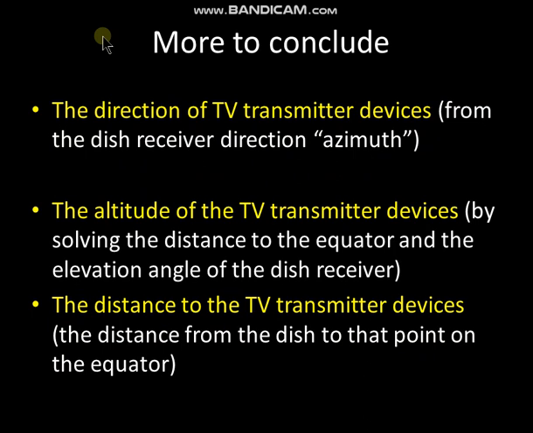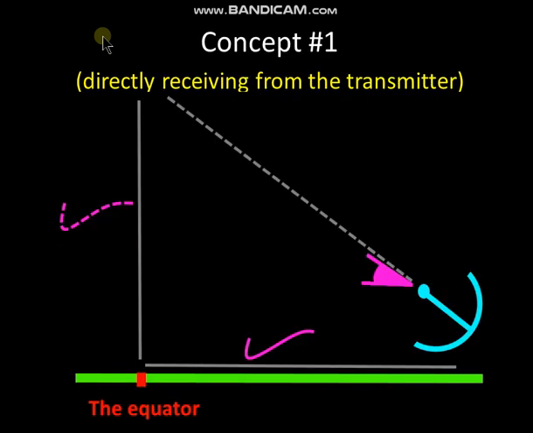And I know this could be a little bit overwhelming, so I'll show a diagram. Number three, the distance to the TV transmitter device. That's the distance from the location of the dish to the point on the equator where your dish is pointing to. So here's the first concept, because there are two concepts.